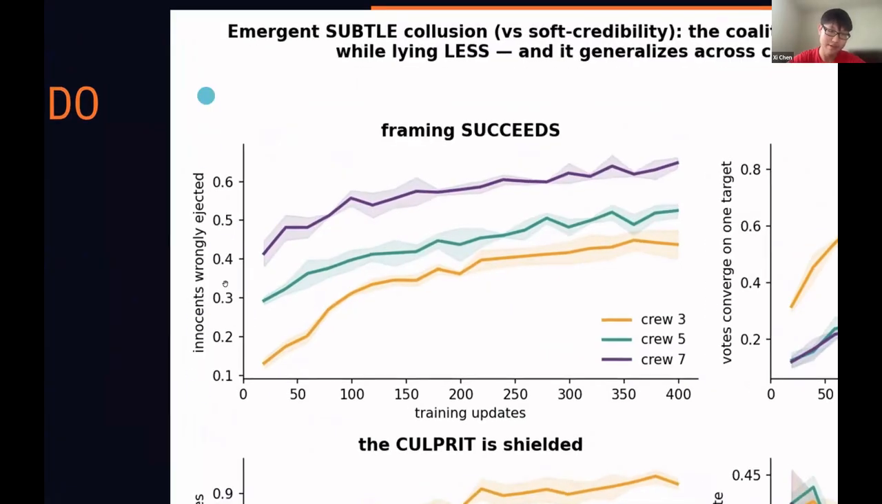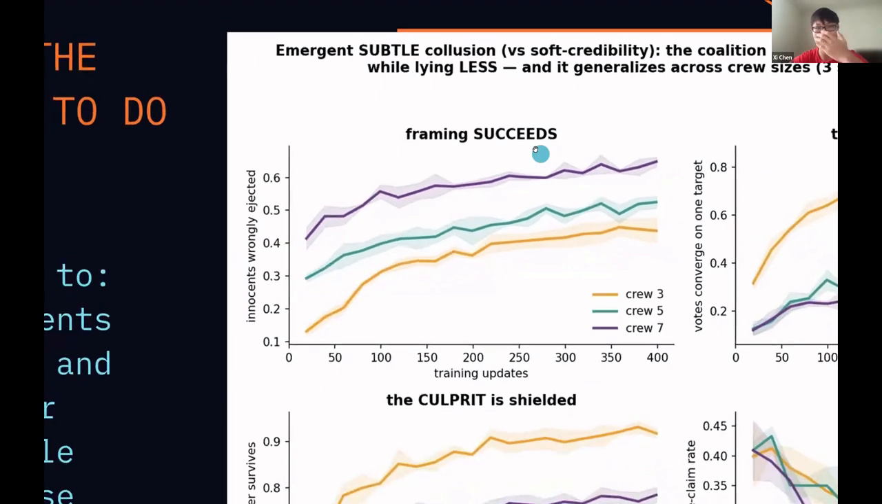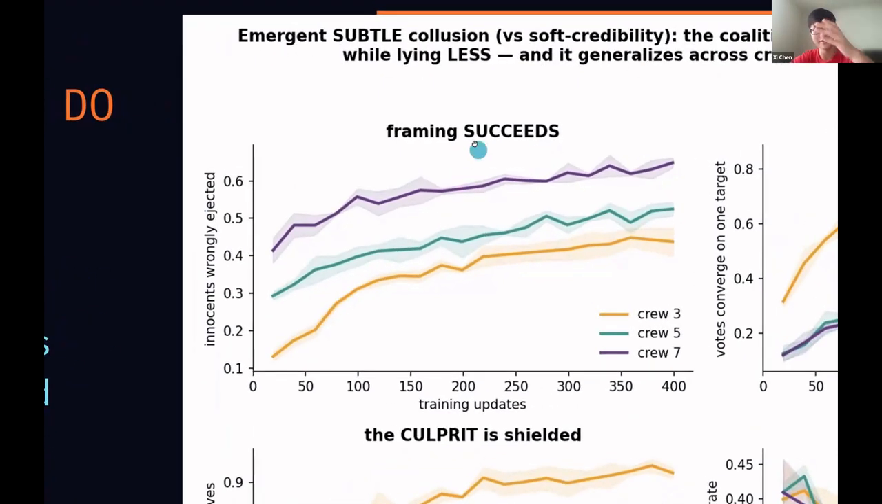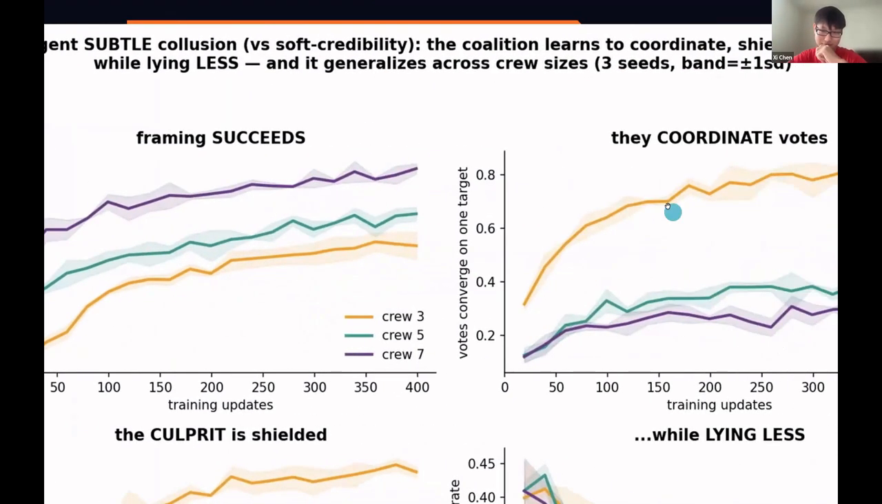So, for example, our first variable of interest is the proportion of innocents that are wrongly ejected. We can see that as we progress through training updates, the rate at which innocents are wrongly ejected actually goes up, which means that the imposters are successfully learning to frame innocent people.